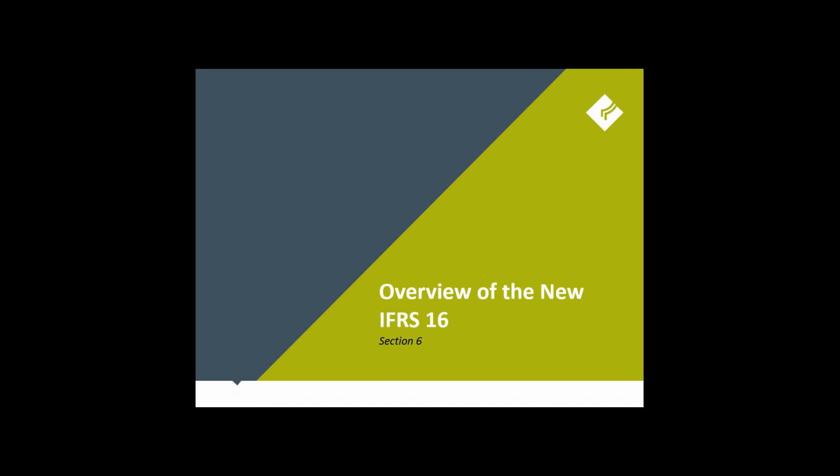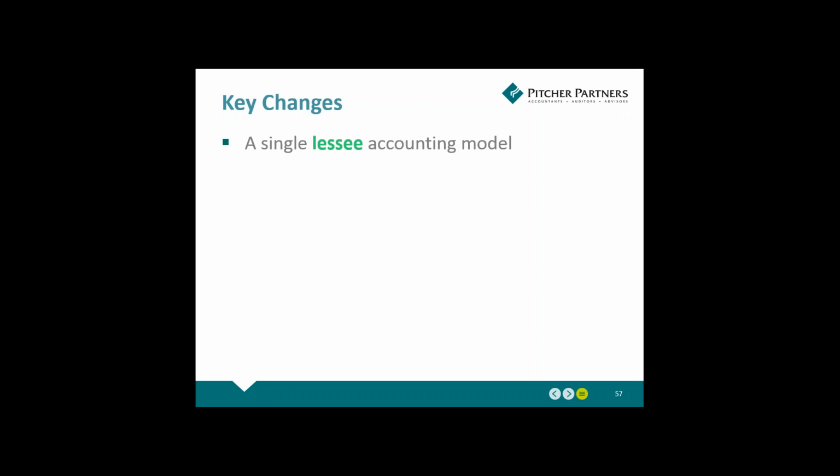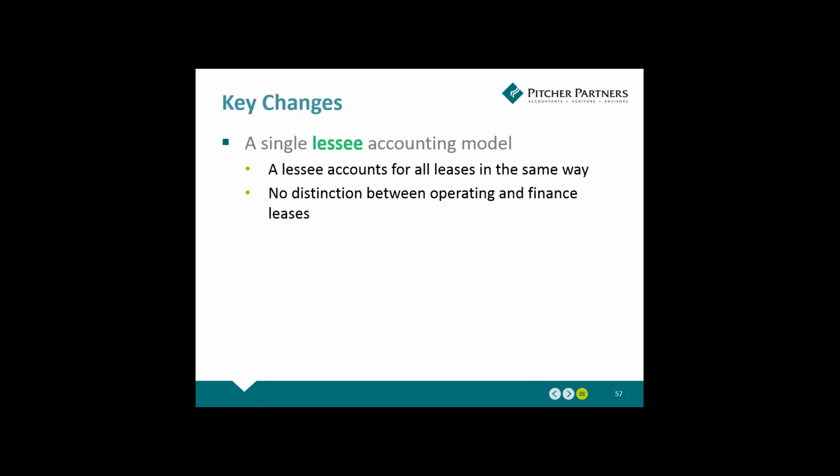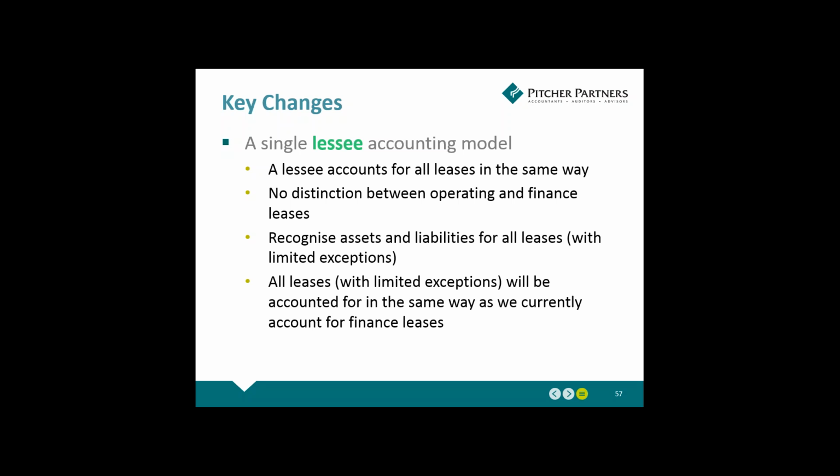So at the end of the session, nearly done. If we look at an overview of the new IFRS 16 key changes, it's a single lease model. All lessees account for leases in the same way. From a lessee perspective, there's no distinction between operating and finance leases. They recognize assets and liabilities for all leases with limited exceptions, the two practical expedients basically. And all leases will be accounted for the same way we currently account for finance leases. And there's no substantial changes to lessor accounting. So these are the key changes.